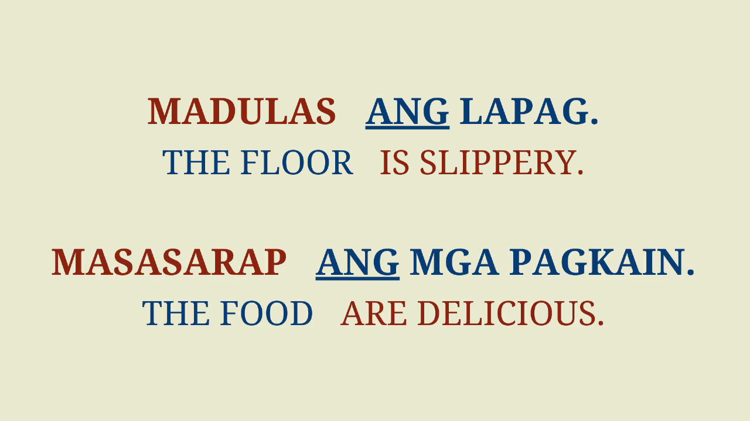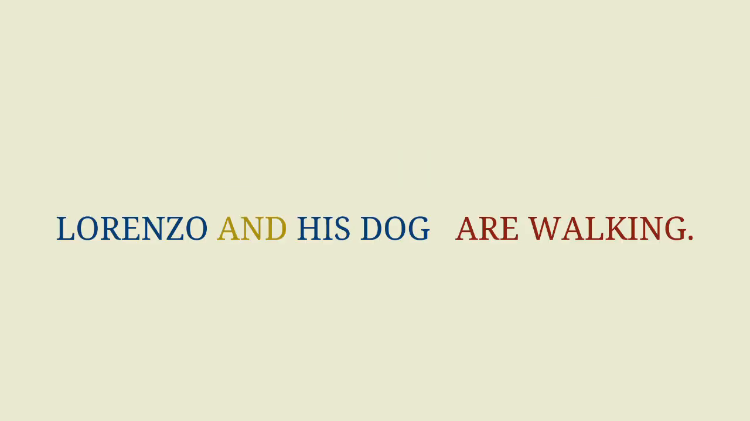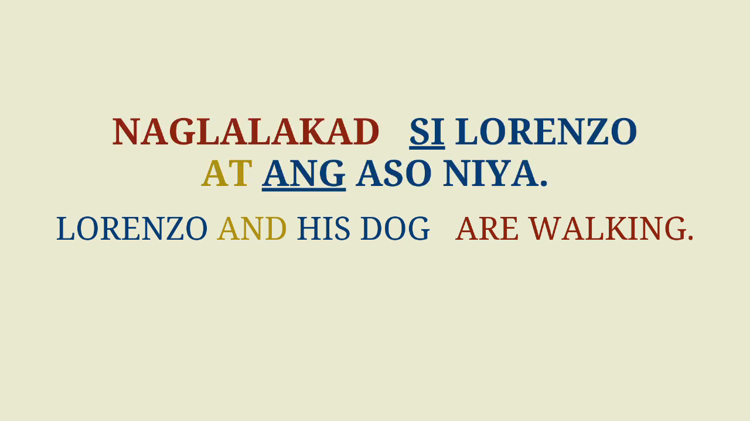What if your sentence is composed of a name and then another noun, like this one? How do you say this in Tagalog? Naglalakad si Lorenzo at ang aso niya. So you still follow the rules for the markers. Here, we used si because Lorenzo is a name of a person. And then for this one, aso niya or his dog, we used ang.